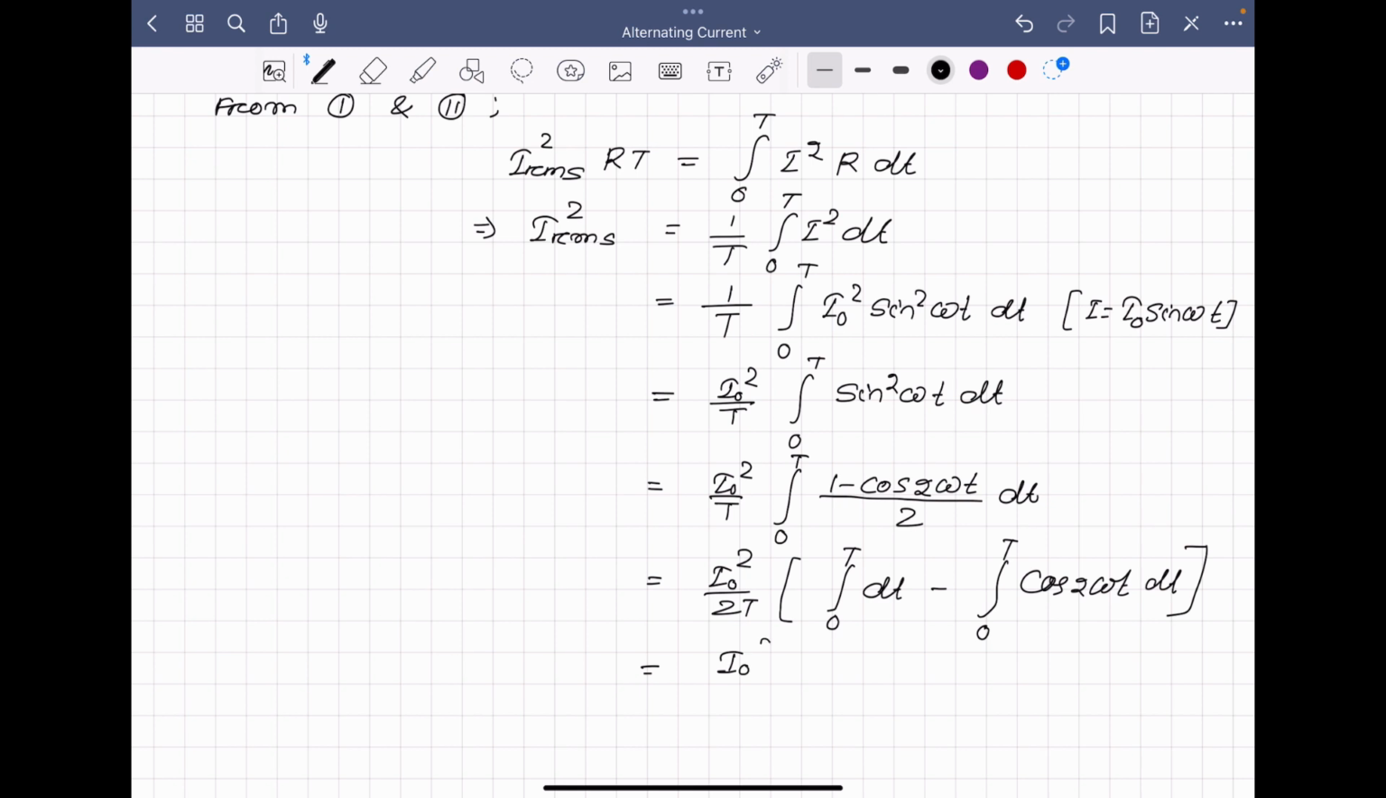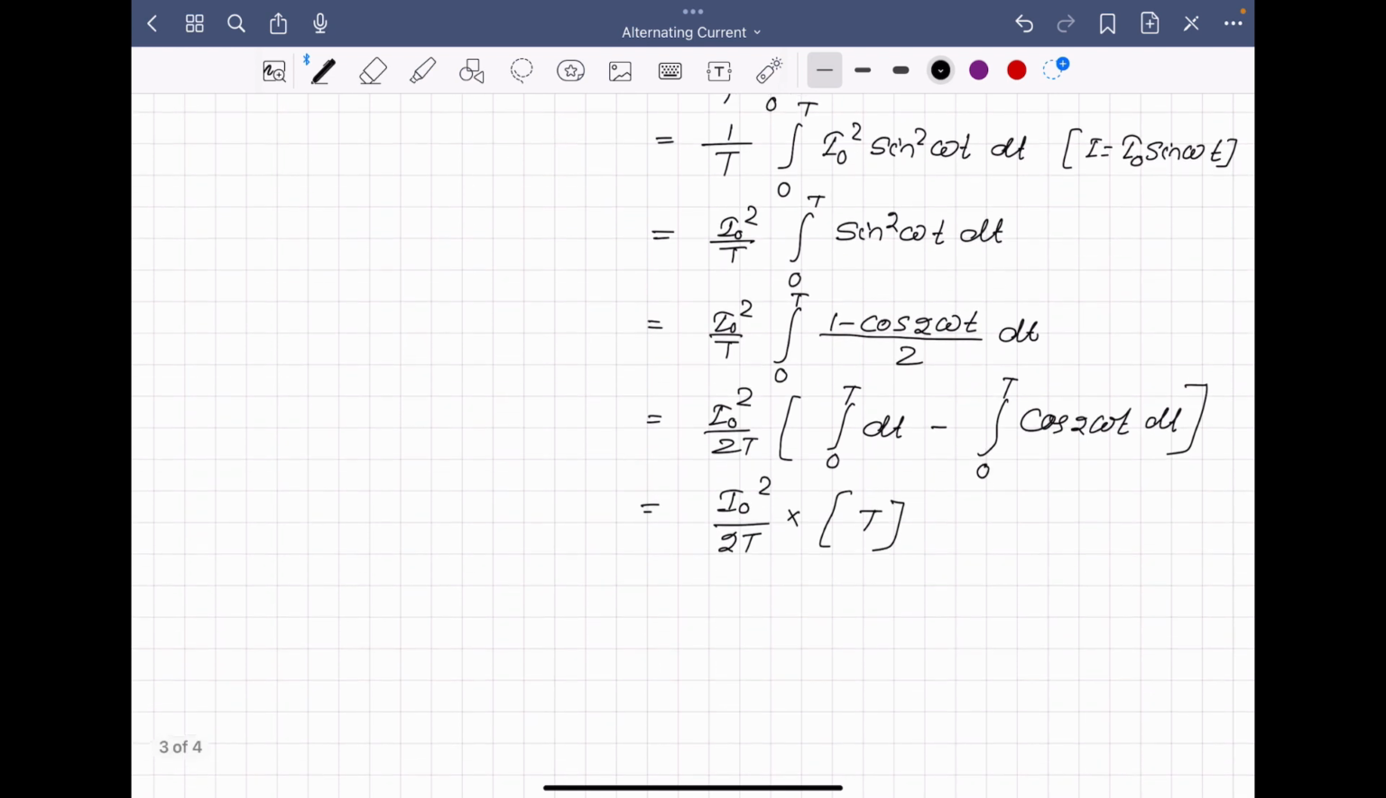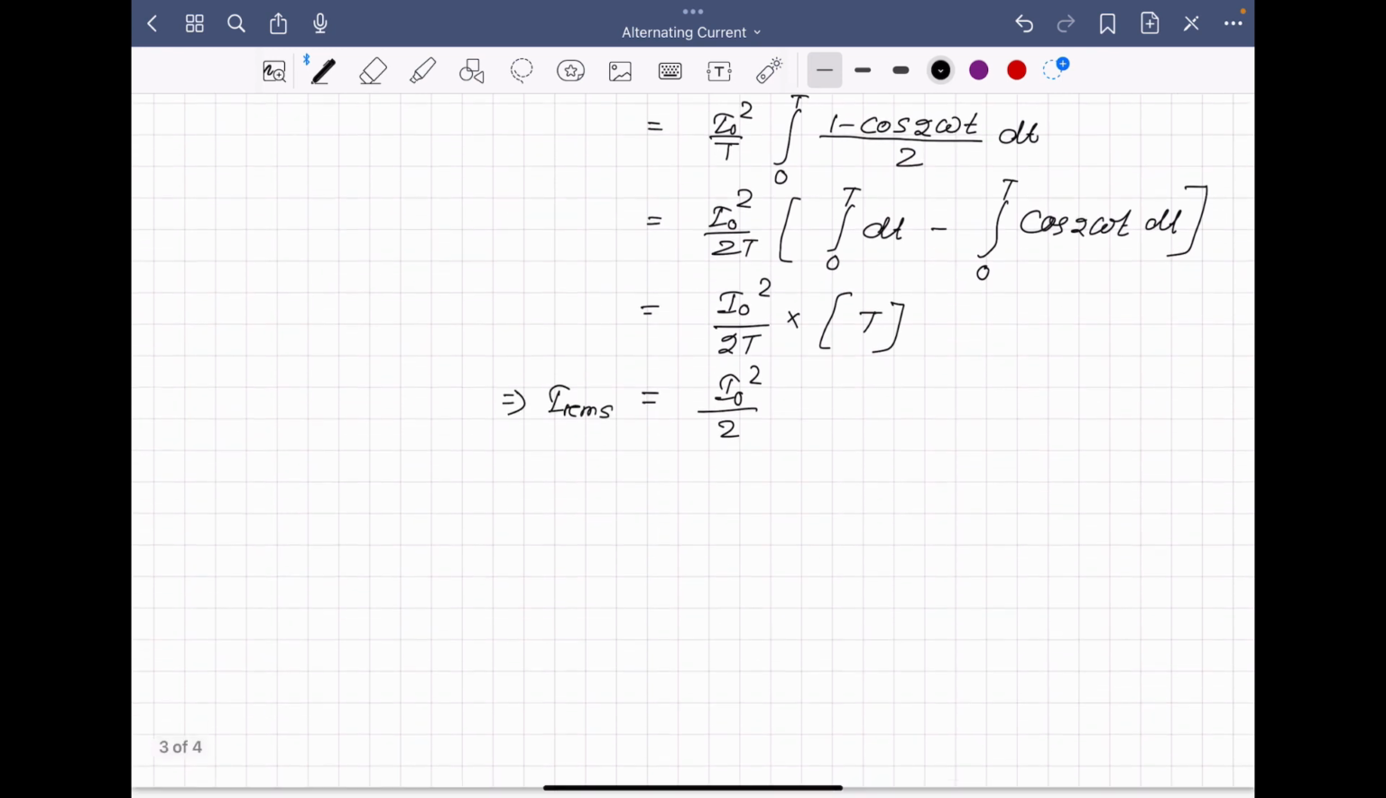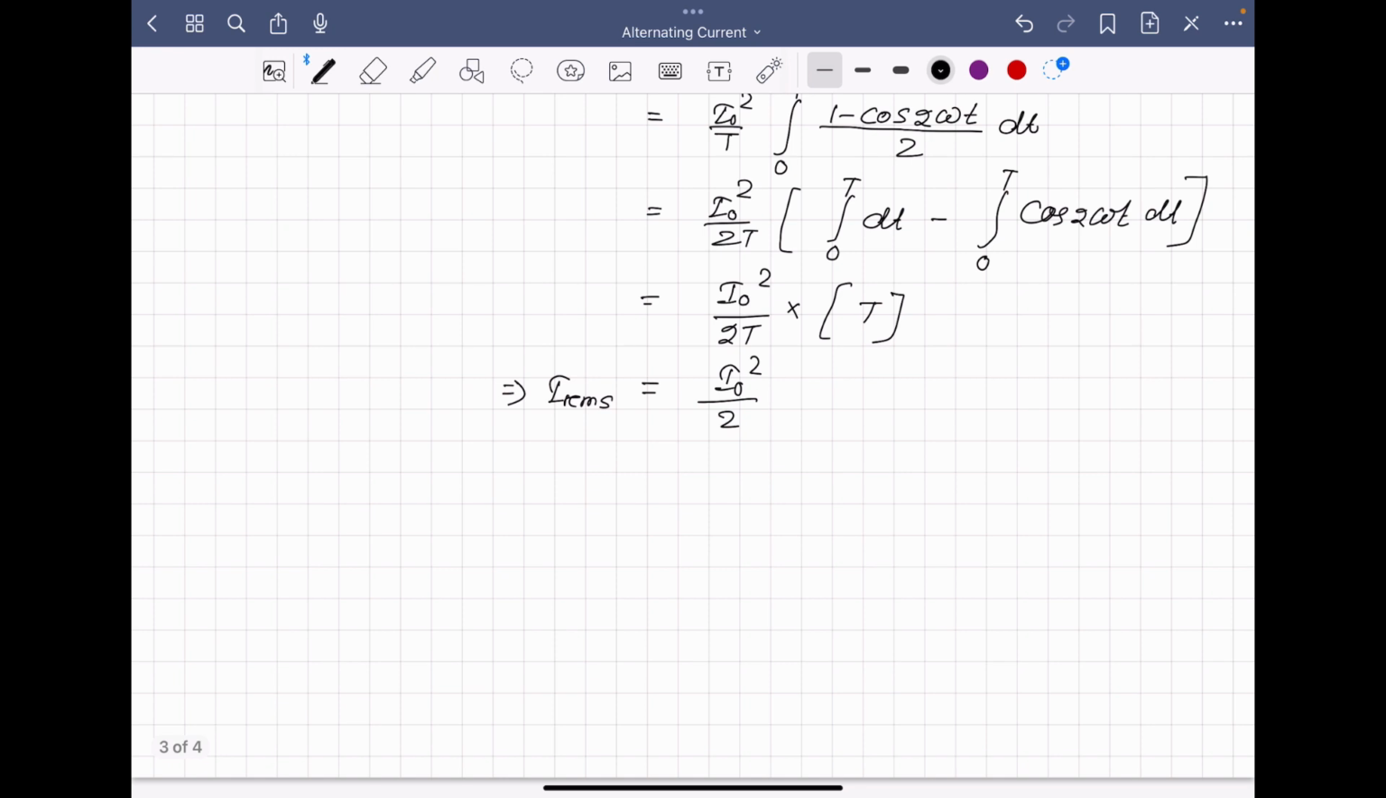I naught square by 2t into integration dt is a t. This becomes I naught square upon 2. Actually, this is our IRMS. Yes or no? This is our IRMS value. Okay. The IRMS is our I naught square by 2.